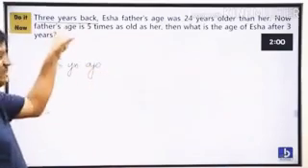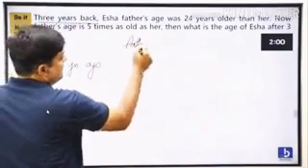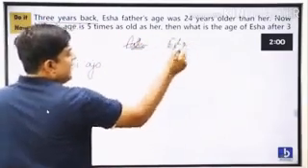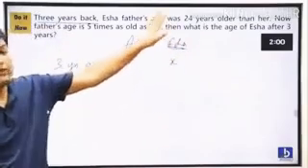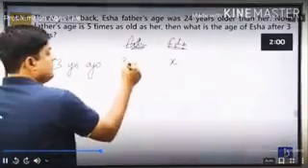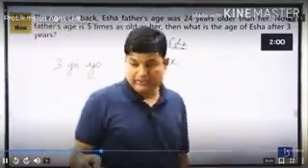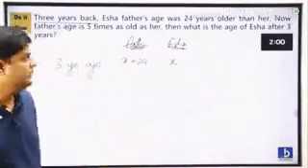Remember, as the question starts from 3 years back, Isha's father and Isha. Let Isha be X. 3 years ago, Isha is X and father is 24 years older, X plus 24. Students who have a doubt, confusing with equations, don't worry, I'm there with you.